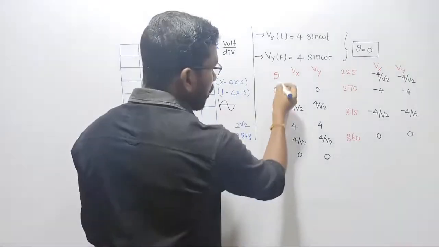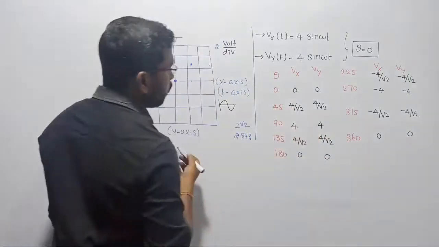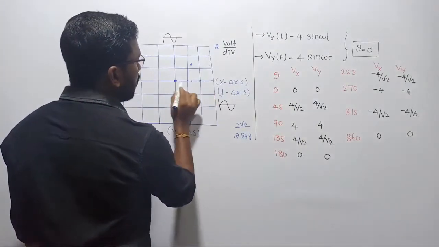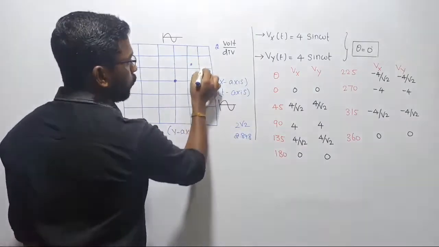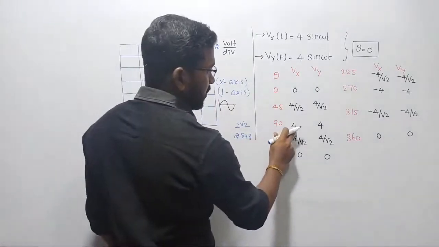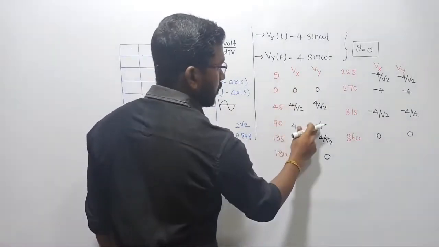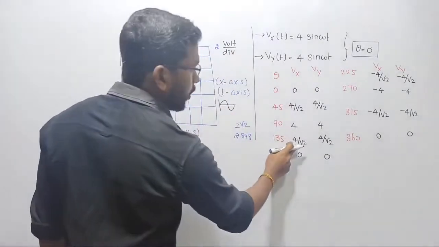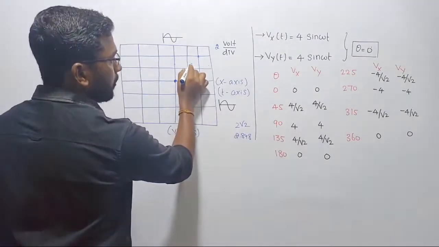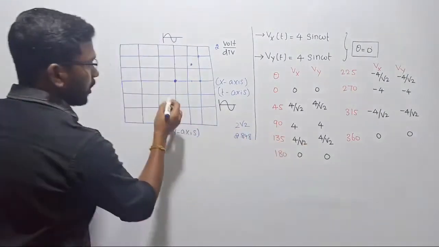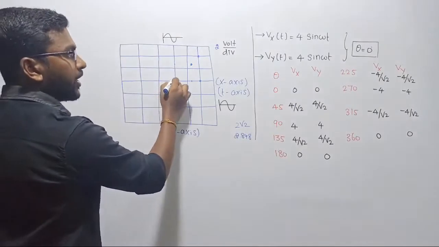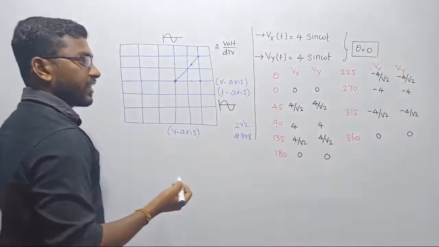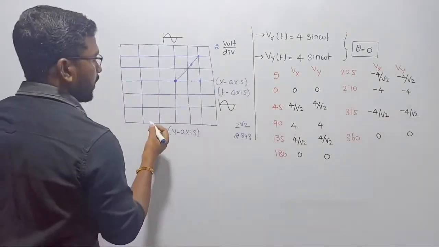Next, let us continue. At 90 degree, both are going to be 4. See, this is 0, this is 2, this is 4, and on the y-axis also this is 4. Vx is 4 and Vy is 4, so both are 4, 4, and they will be joined here. Again 4 by root 2 means you have to come back to the same point. Again 0, 0, you have to come back to the same point, right? Now let us join all these points. Let us go to the second half, that is minus 4 by root 2, minus 4 by root 2.